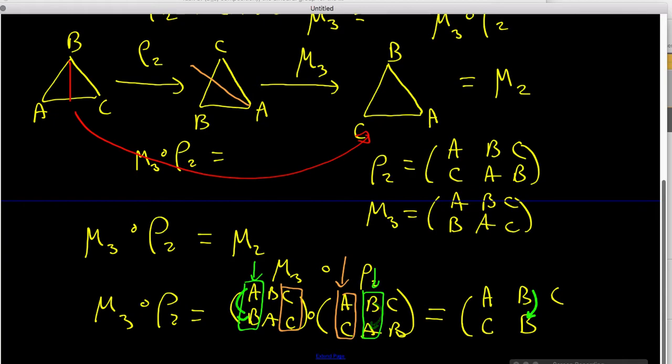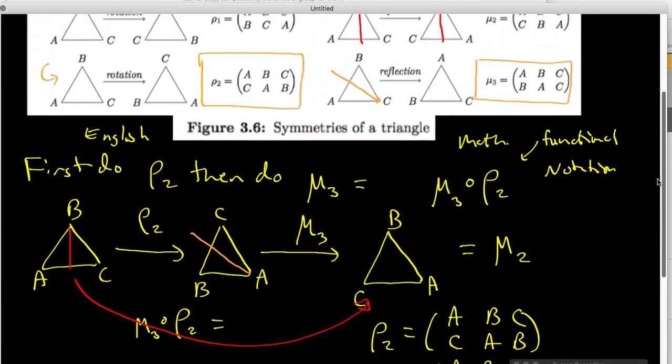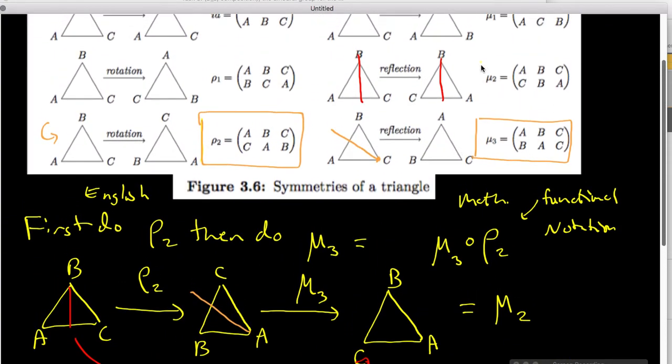Our final column is going to look like this. C goes to B, and then B goes to A. So C is going to go to A. And if we notice that this particular thing is exactly the two-row notation for mu 2.